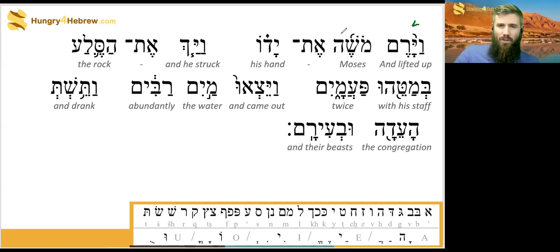Vayarem Moshe et yado, vayach et hasela bematehu pa'amayim, vayetzu mayim rabim, vatesht ha'eda uv'iram.